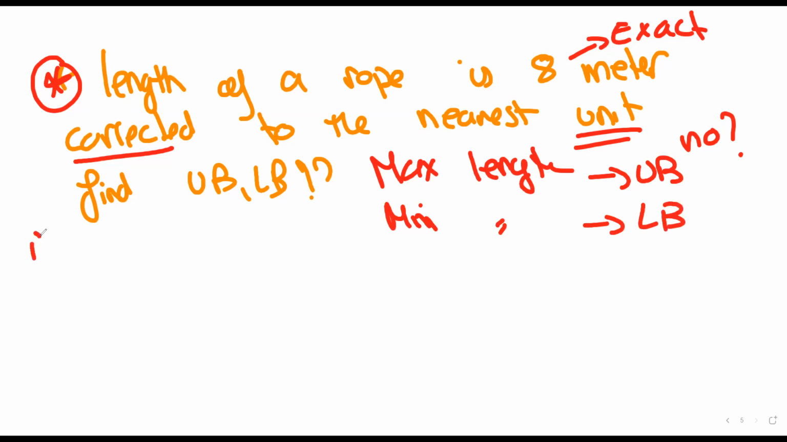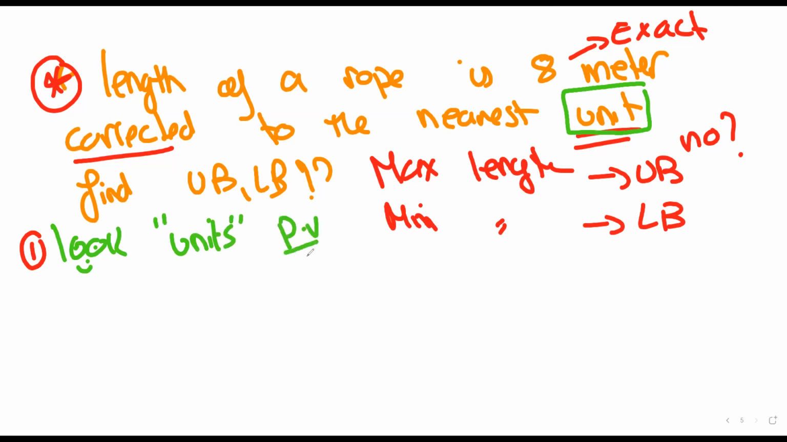Now let's see the steps again. The first step is to go and look for the place value after the word nearest. The place value after the word nearest is units. This is my PV, which is given in the question. The second step is, what is the value of the units? The value of the units is 1.